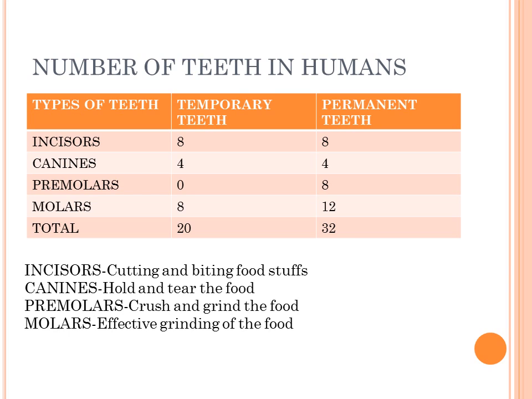Permanent teeth have 8 incisors, 4 canines, 8 premolars, and 12 molars, a total of 32 teeth. Why are these incisors, canines, premolars and molars needed? Incisors help in cutting and biting of foodstuffs. Canines hold and tear the food. Premolars crush and grind the food, while molars help in effective grinding of the food.